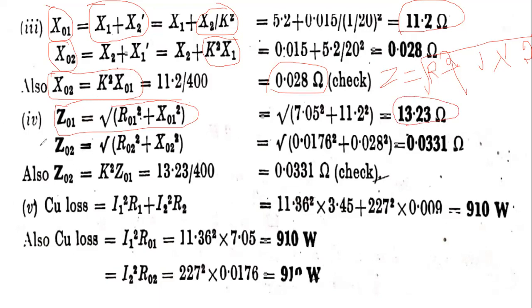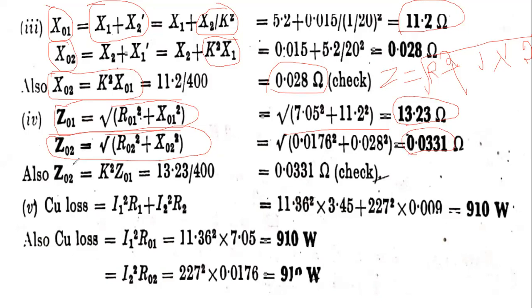Next, we calculate Z02. What is the formula for Z02? That is square root of R02 whole square plus X02 whole square. Then substituting all the values in this formula, we obtain 0.031 ohms.